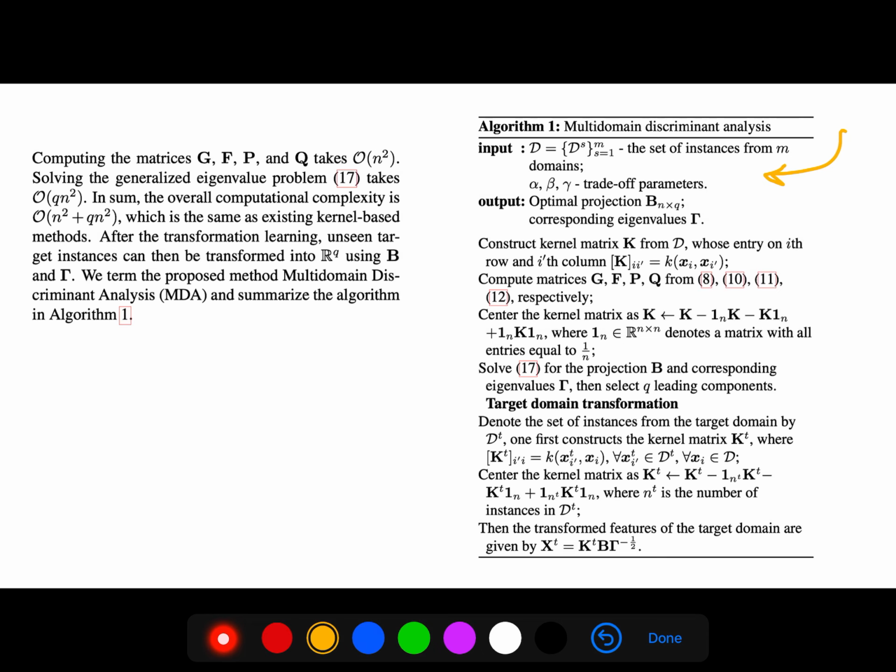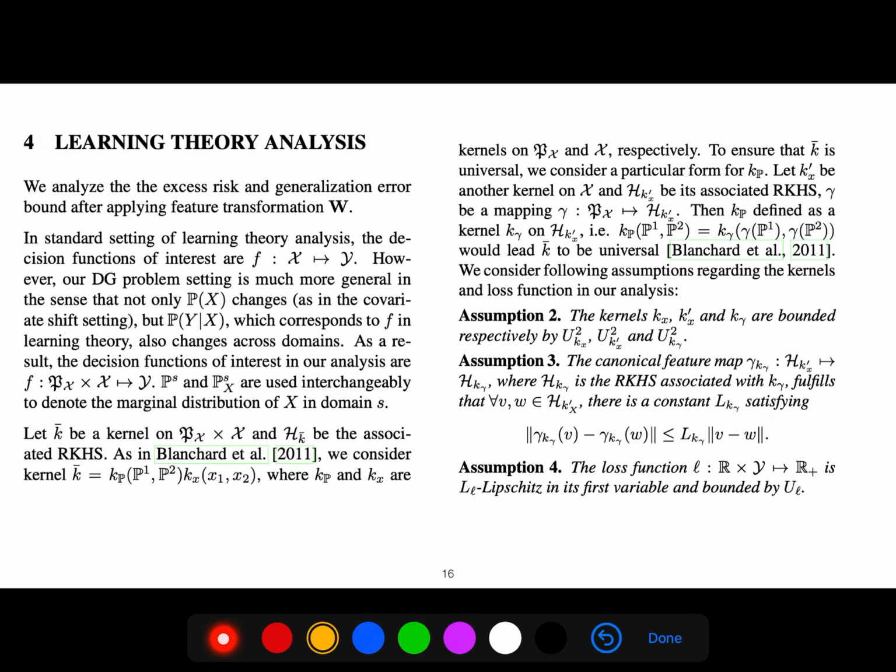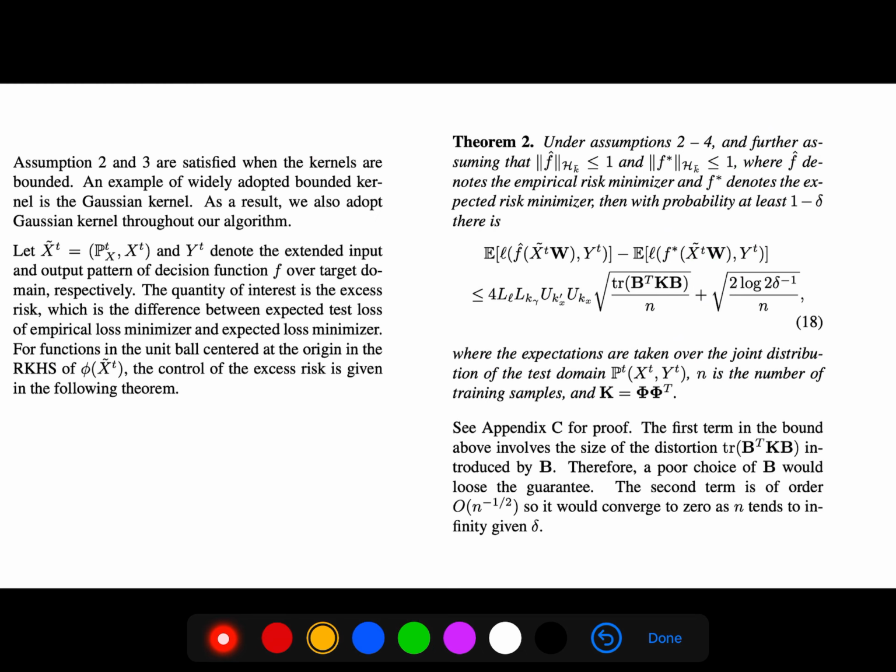Then the transformed features of the target domain are given like this. The rest of that is just theoretical things for upper bounds on the empirical measures.